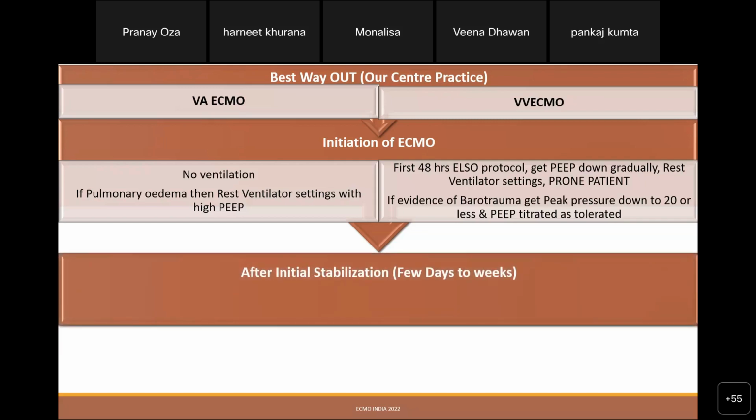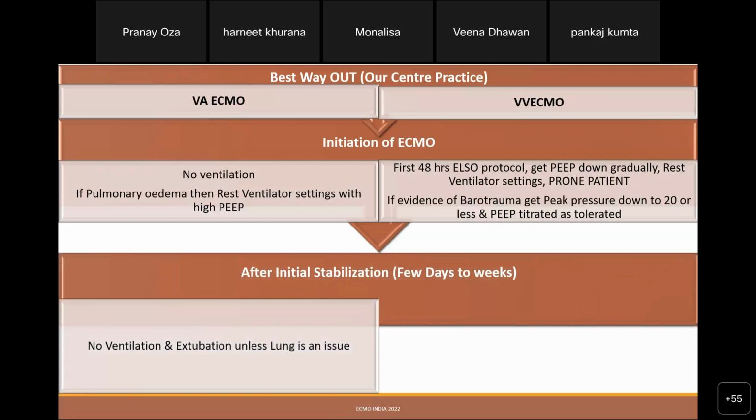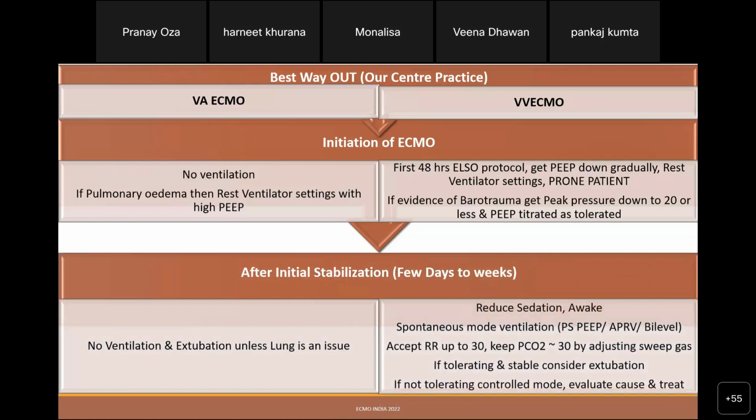After initiation and stabilization, a few days to a few weeks, in VA ECMO we don't even ventilate, we extubate them unless lung is an issue. In VV ECMO, we reduce the sedation, try to make them awake, and go by a spontaneous mode of ventilation, either pressure support PEEP or APRV or bilevel mode. We accept RR up to 30, and get the CO2 down by increasing the sweep gas. If the patient is tolerating well and stable, then we consider extubation.